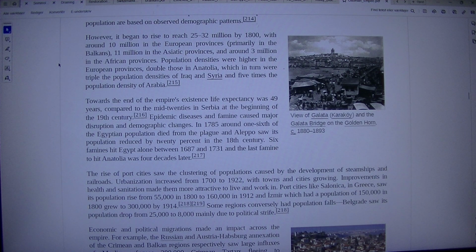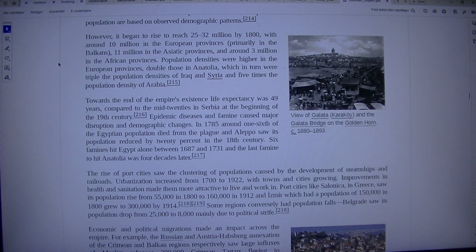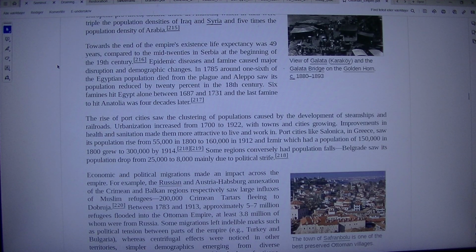Towards the end of the empire's existence, life expectancy was 49 years, compared to the mid-20s in Serbia at the beginning of the 19th century. Epidemic diseases and famine caused major disruption and demographic changes. In 1785 around 1/6 of the Egyptian population died from the plague, and Aleppo saw its population reduced by 20% in the 18th century. 6 famines hit Egypt alone between 1687 and 1731, and the last famine to hit Anatolia was 4 decades later.